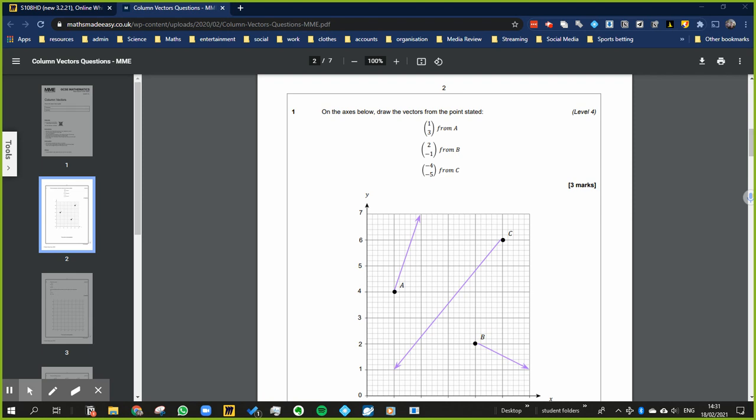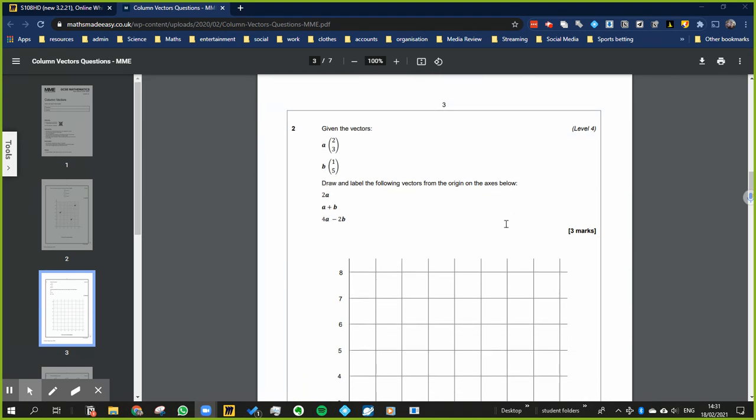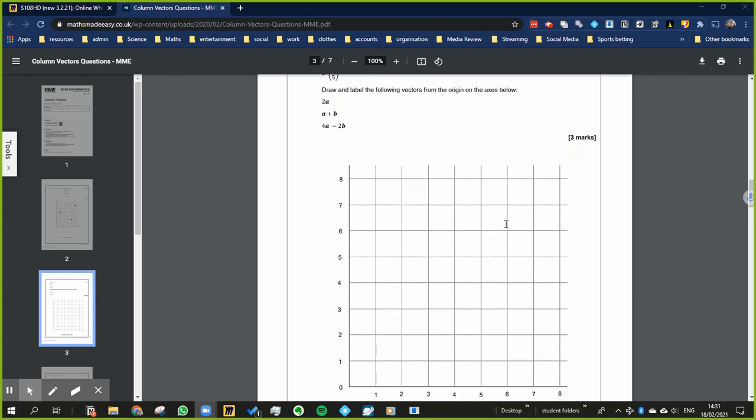I'll just go through these, and just make sure that you pause the video before you have a go at them. So let's rub those out. Have a go at another one. Given the vectors, A is 2, 3, or 2 over 3, however you say it. B is 1, 5. Draw and label the vectors from the origin in the question in the axes below. So we can do these in 2 different ways. Let's do them in both ways so we can get familiar with how this is done.